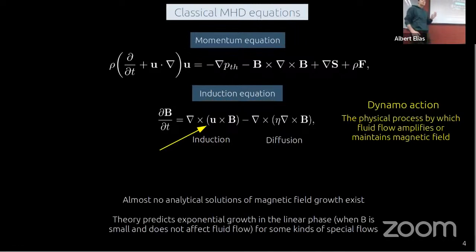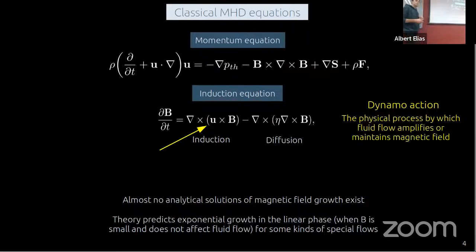In the beginning of an MHD simulation, usually you don't have a magnetic field. You only put in a seed, a minimal seed. Therefore, this term here does not affect anything yet. So what you have is that the magnetic field does not influence the flow, but the flow influences the magnetic field. And depending on which flow you have here, you will or will not get magnetic field growth. And dynamo action is the physical process by which fluid flow amplifies or maintains a magnetic field.